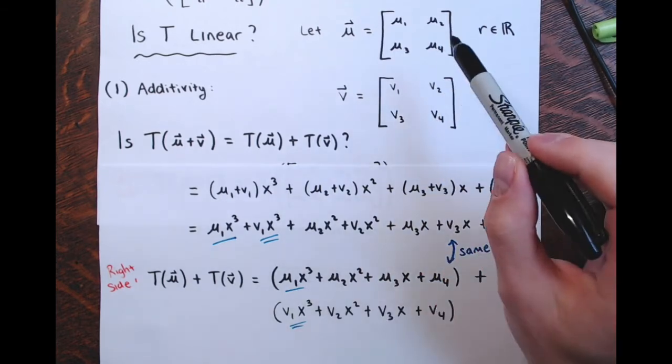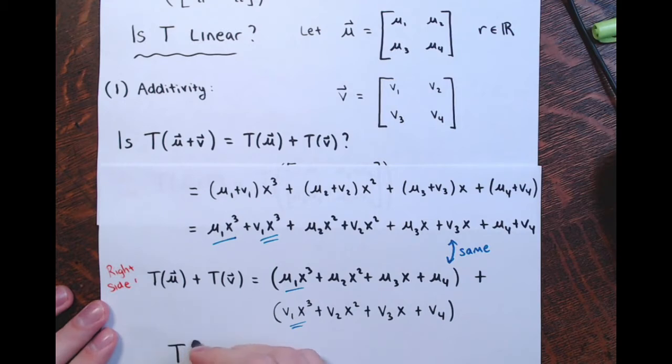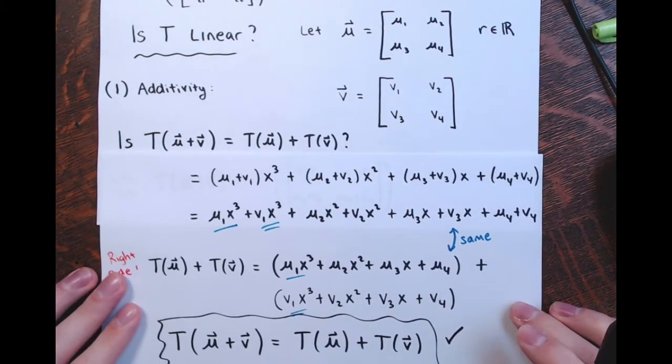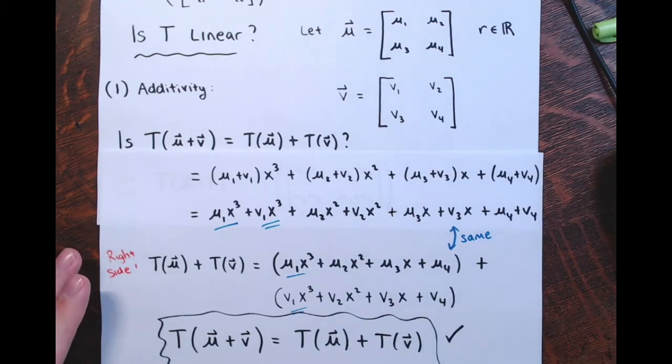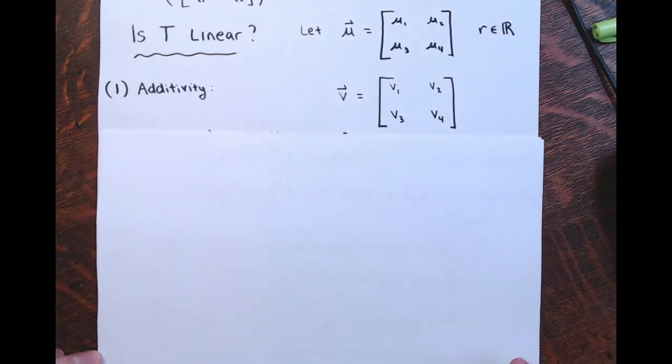So for any pair of vectors in the domain, for any pair of matrices, when you apply T to the sum of those matrices, you get the same result as if you were to apply T to the matrices separately and then add them. So yes on additivity. Check on that. The second part is, does the homogeneity property hold?